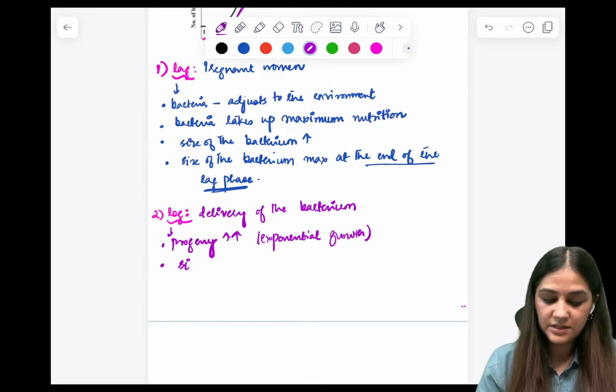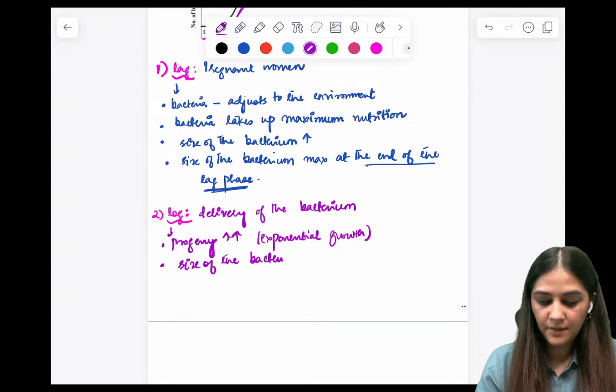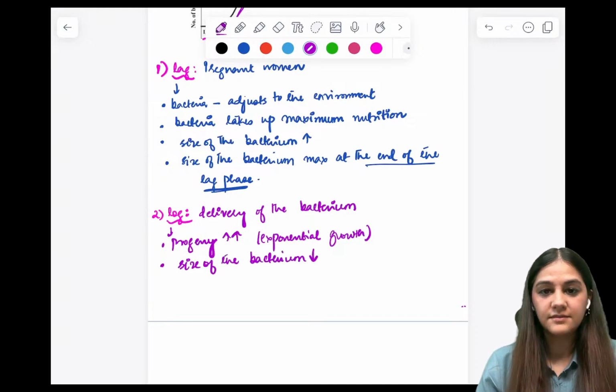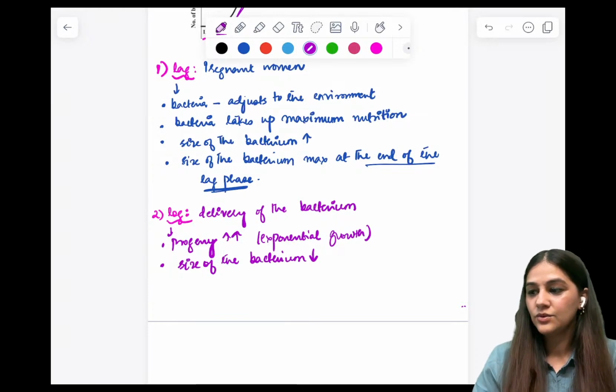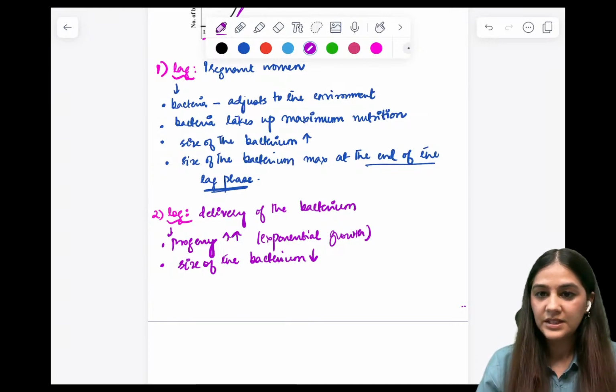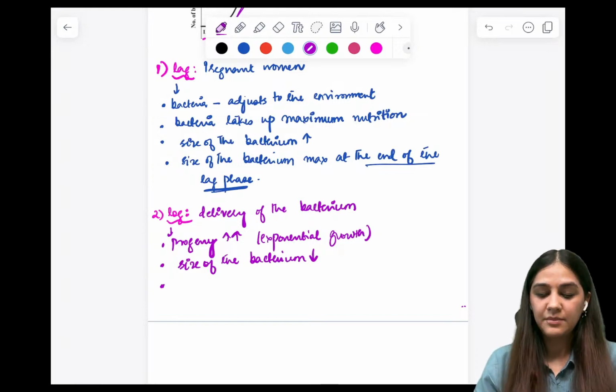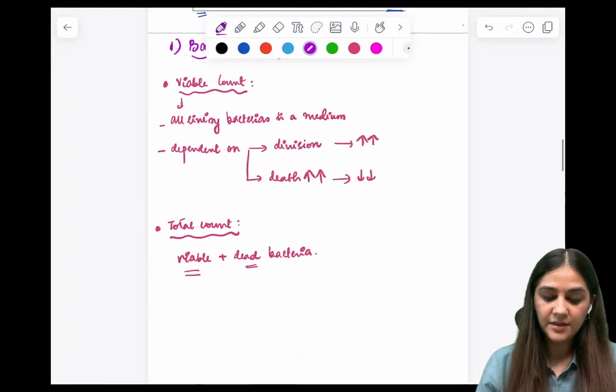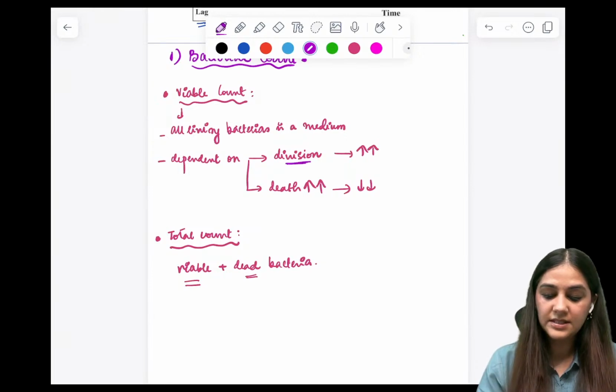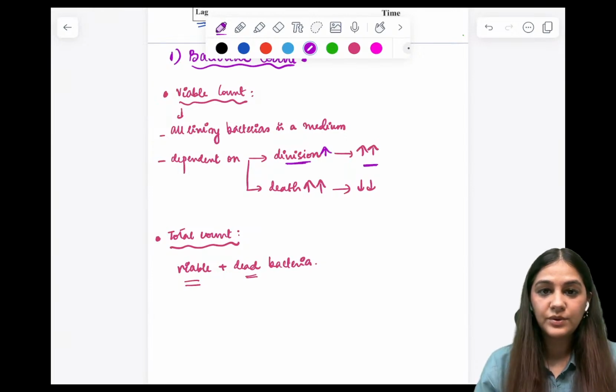So now here, the size of the bacterium is going to decrease. Correct? So size of the bacterium is going to decrease. Again, what is going to happen to the viable count? What did we talk about to the viable count? So if the division is increasing, the viable count is going to increase, right?